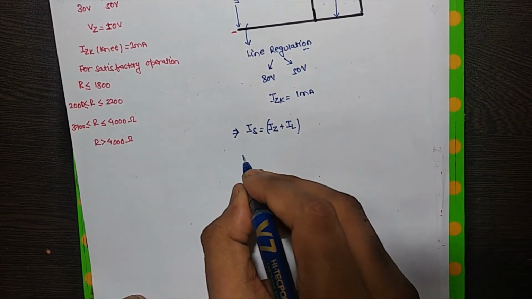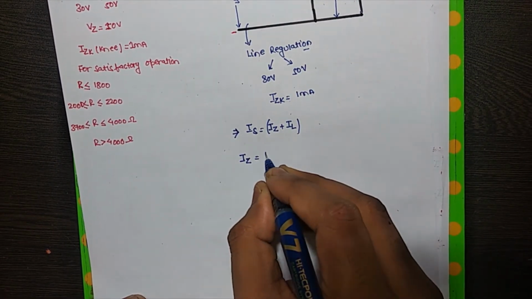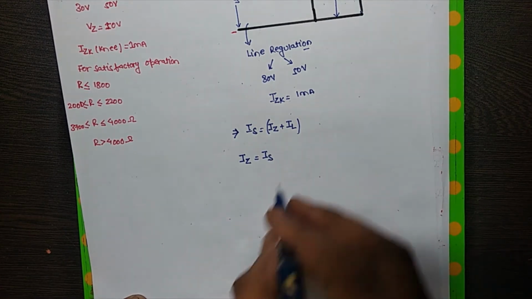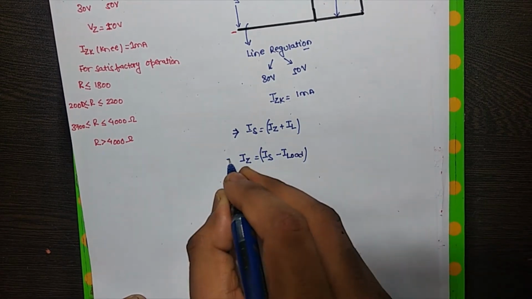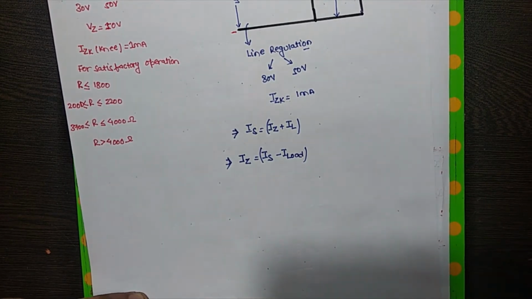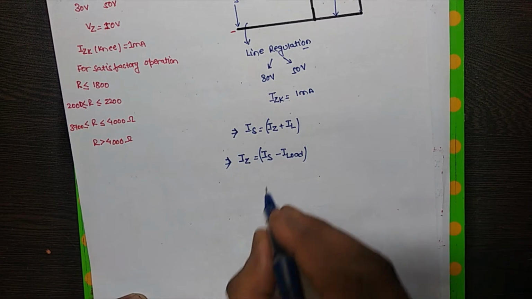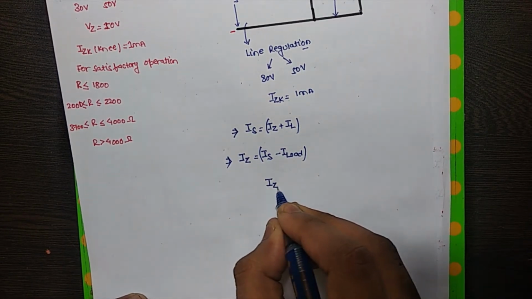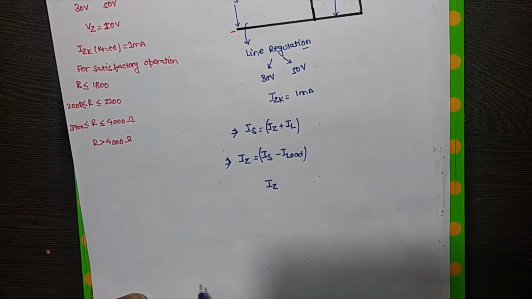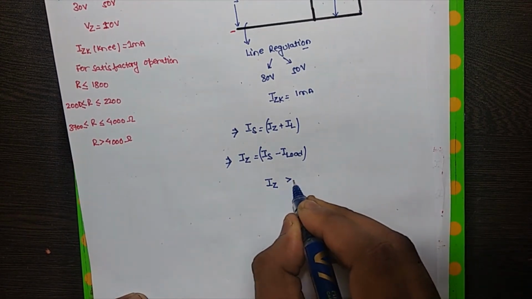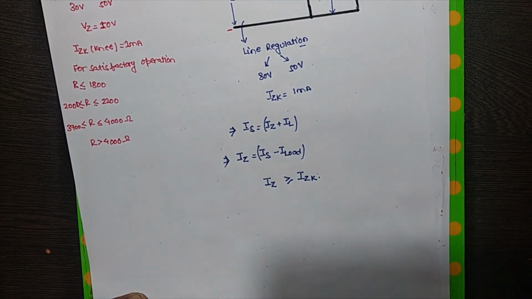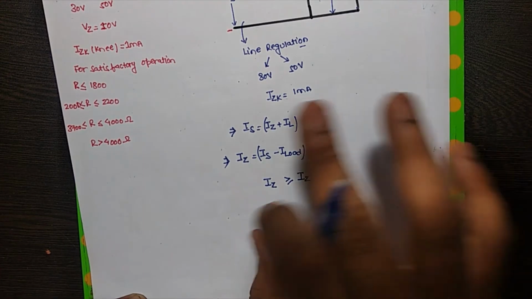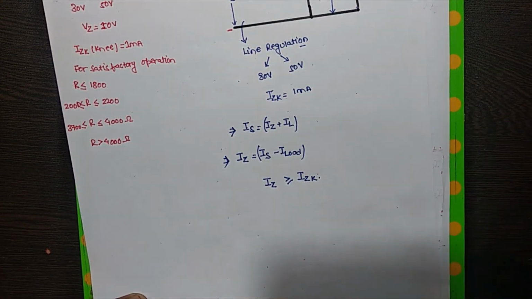Now the Zener current will be equal to IS, that is the line current, minus the load current. As we know, for satisfactory operation of the Zener diode, the Zener diode current should be greater than or equal to IZ knee. This is the first condition for the Zener diode to work satisfactorily as a regulator.